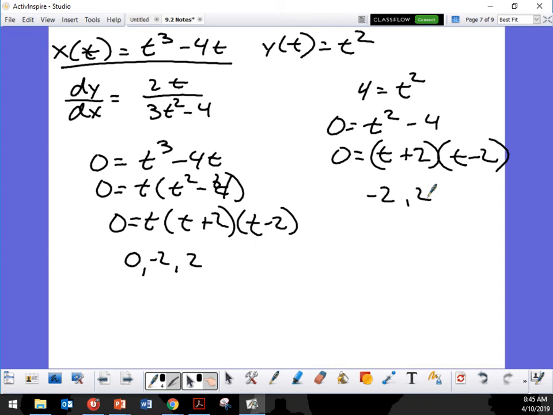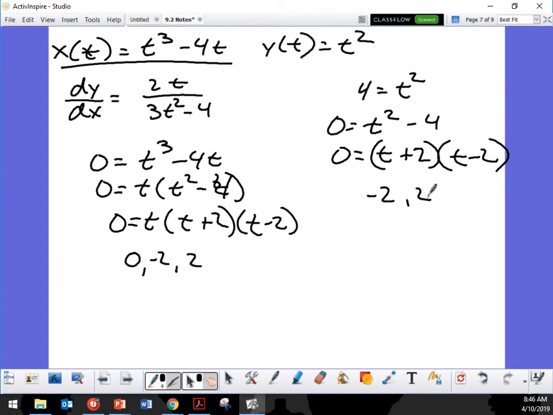Now, which ones do they have in common? -2 and 2. Those are the places where these equations are going to be the same. The 0 is not going to count for this one, because the y isn't going to work out either. So let's plug into my derivatives. Plugging in -2, I get -4.